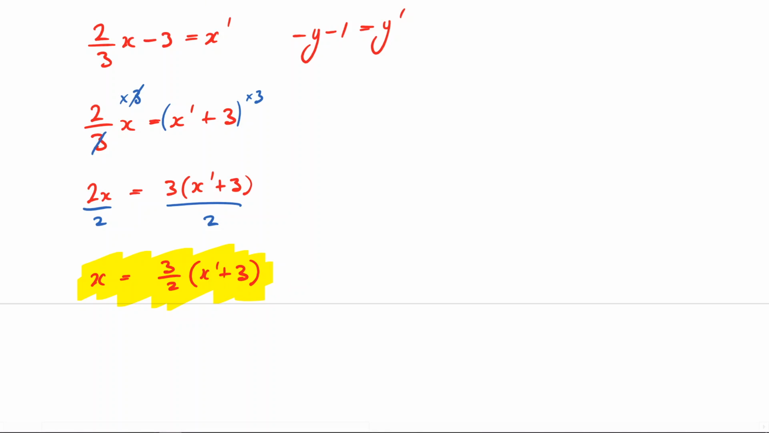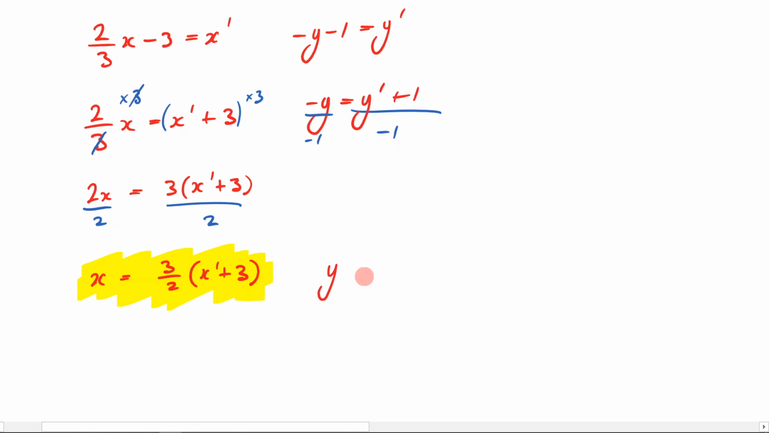Let's now figure out what y is going to be. This is going to be quite easier, and remember, do it step by step so you don't make any mistakes. I'm just going to bring this plus 1 over, and then I'm going to divide both sides by -1. So I'm going to divide this by -1. I'm going to divide this by -1, and what I'm going to be left with is y is equal to negative y dash minus 1.